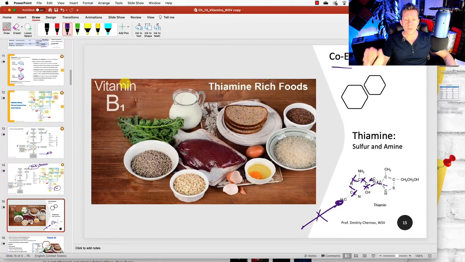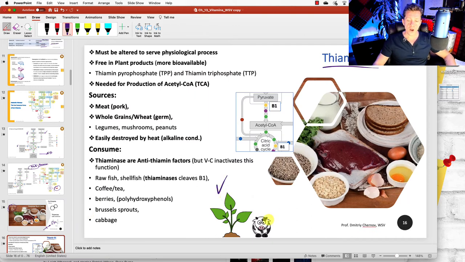However, there is an exception, and B1 is an exception. B1 is more bioavailable from plant products than from animal products.